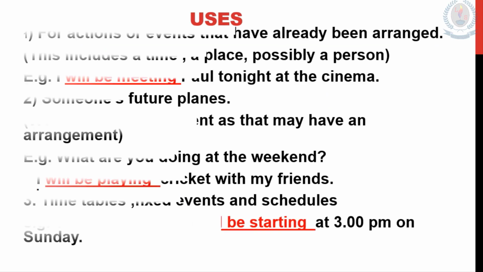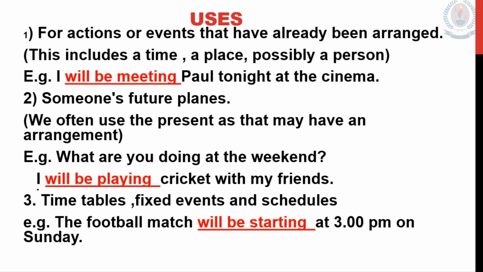Uses. Let's see about the uses. For actions or events that have already been arranged, this includes a time, a place, possibly a person. I'll be meeting Paul tonight at the cinema. So you have arranged to meet Paul. Someone's future plans. We often use the present as that may have an arrangement. Yes, you have arranged and you have planned as well.